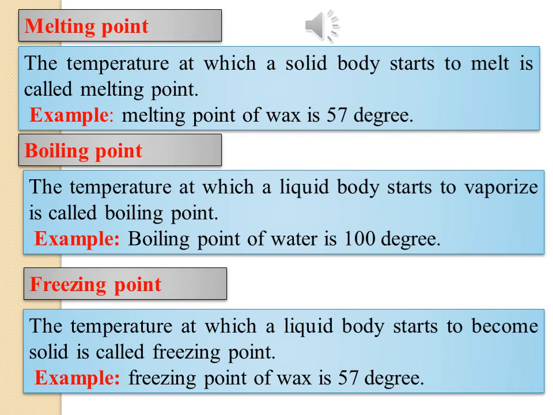Now the freezing point. The temperature at which a liquid body starts to become solid is called freezing point. The freezing point of wax is 57 degrees Celsius. You should remember the melting point and freezing point of any substance should be the same.